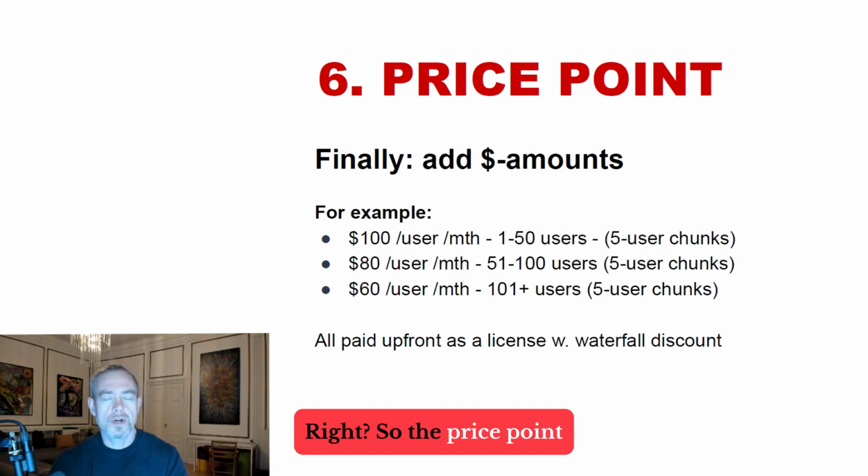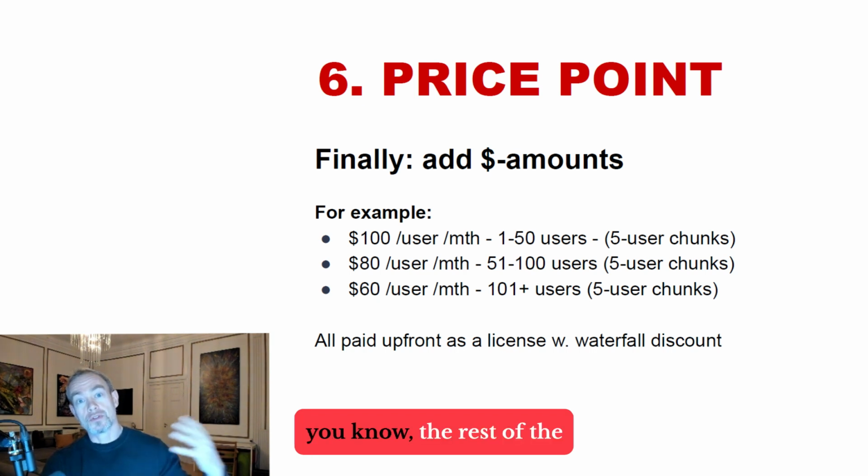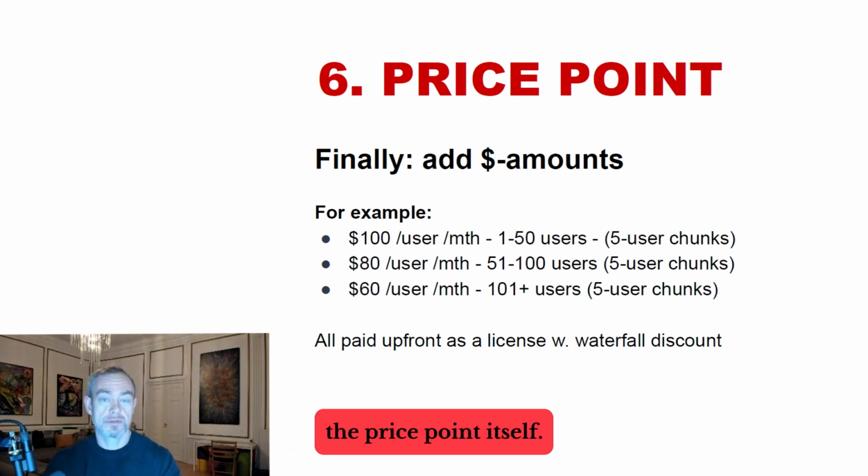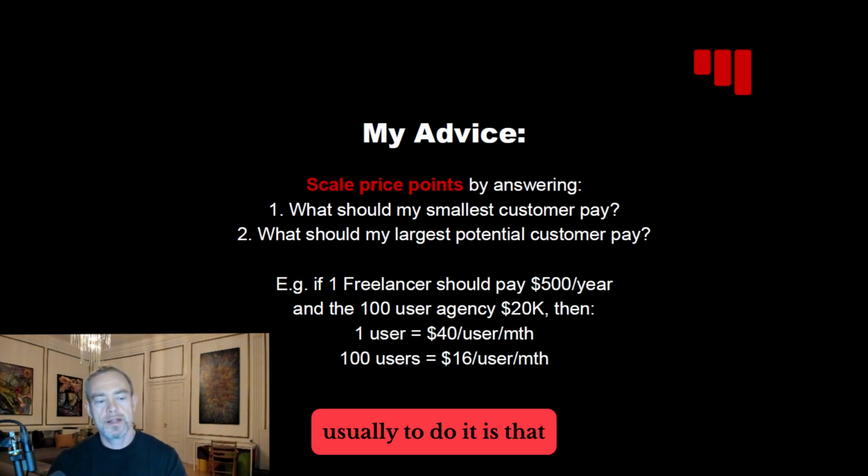So the price point is obviously where a lot of the money is, where the rest of the model guides how they buy, how much they buy, how fast they buy, and so forth, which can mean a hell of a lot more than the price point itself. But once you're here, then the price point actually matters. And the way I usually do it is that I try to look at my market.